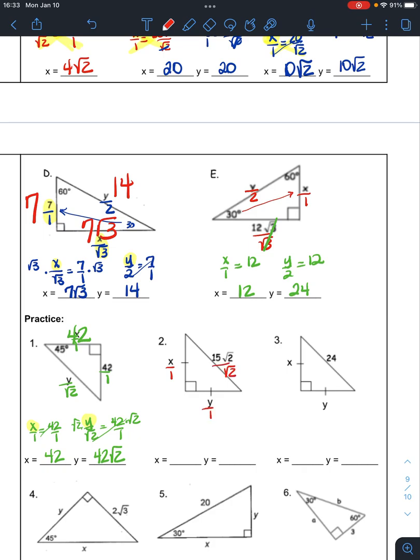I notice, oh wait, there's a root 2 in the numerator and the denominator. I'm going to cancel those out. And then I'm just going to deal with this. X over 1 is equal to 15. Well, so that means x is 15. That means y is also 15, right? Y over 1 is equal to 15.